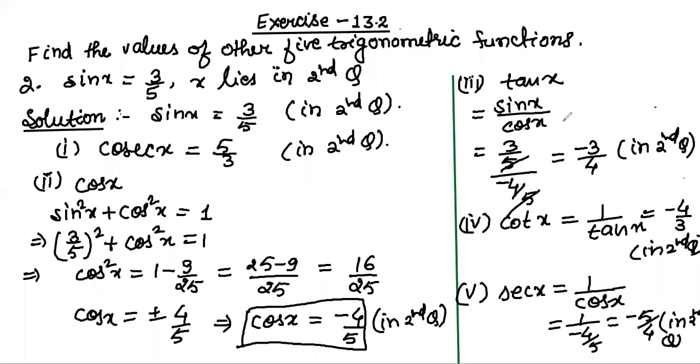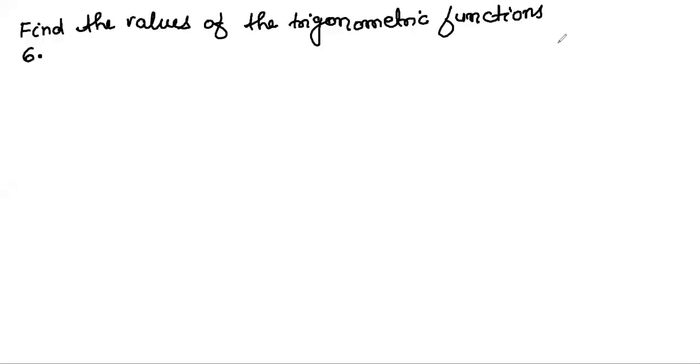So these are the 5 trigonometric function values where sin x equals 3 by 5 in the second quadrant. Now we'll discuss question number 6. Find the values of trigonometric functions. Here we have to find sine of 765 degrees.